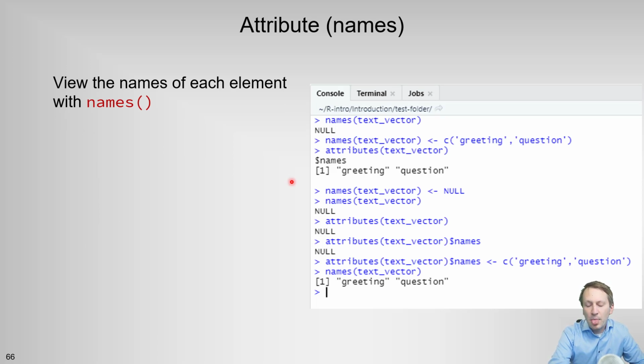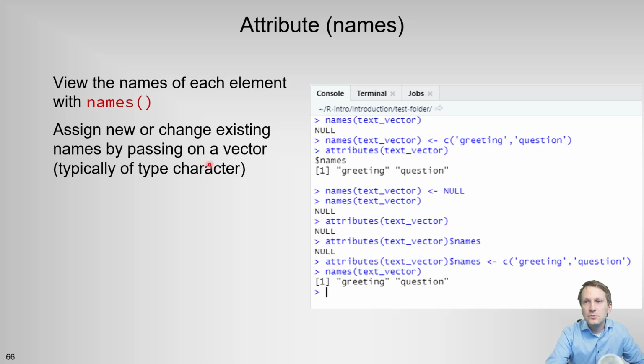There's a specific type of attribute that's called names. Each element of a vector can have a name, just to further describe what it's about. And you can access that particular attribute with a function called names, right? You can either use attributes to access the attributes and then access the names attribute, or you can use the names function directly. That's what's demonstrated here on the right hand side. In fact, you can assign new or change existing names by passing a vector of names to the names function.